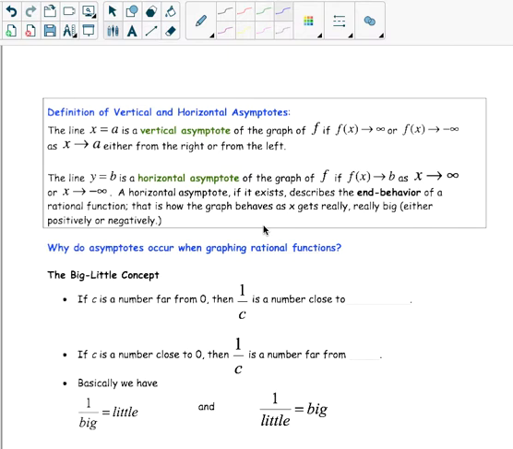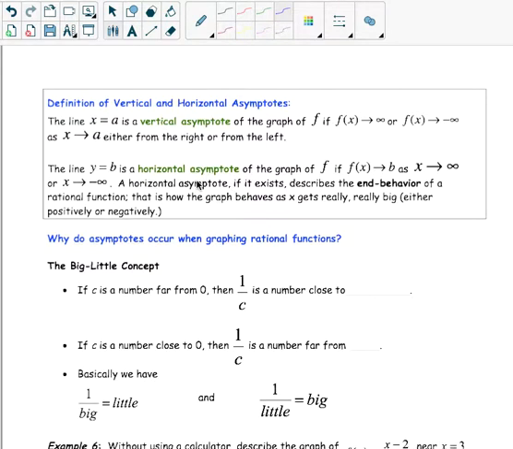Examples 6 and 7 from notes 4.1, days 1 and 2 here. First, we're going to define vertical and horizontal asymptotes.